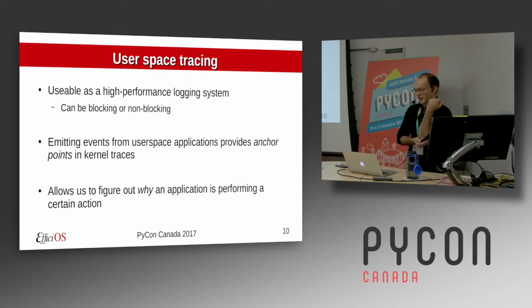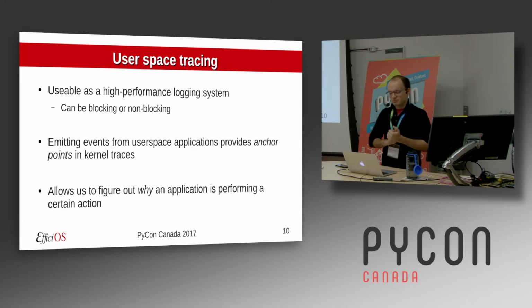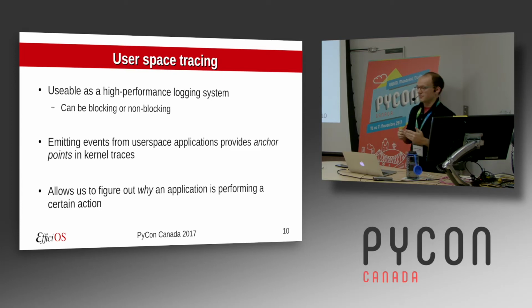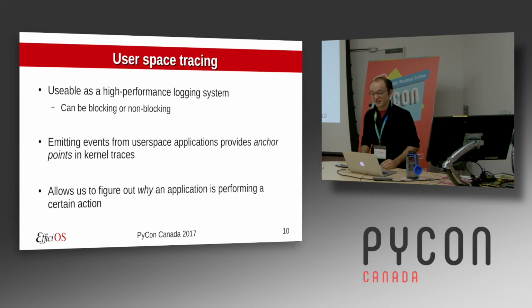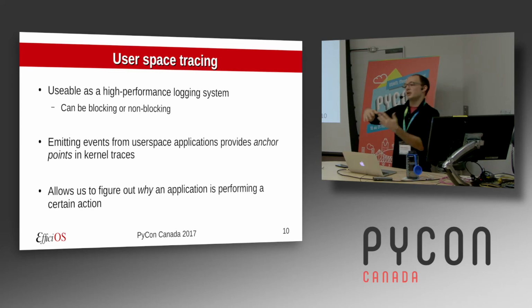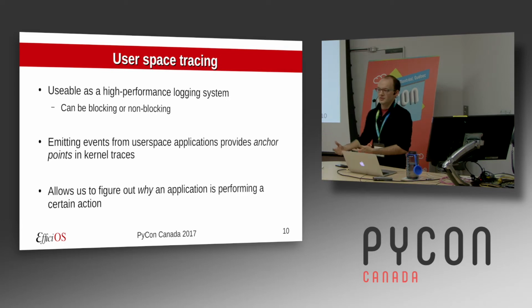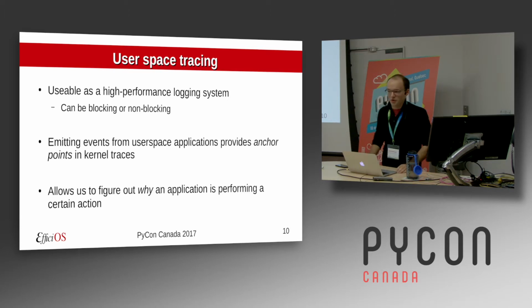User space tracing, as it relates to kernel tracing, is usable as a high-performance logger. But the most useful thing as far as user space tracing is concerned with the kernel tracing is that it provides anchor points. You can see, okay, my application did this, it served this request, and this is what happened from the kernel's point of view. So then you can make sense of what happened in the kernel, rather than looking at just kernel events and saying, okay, I'm seeing that the kernel's doing something, but why? I don't know. So the user space tracing answers the question why something's happening in the kernel.